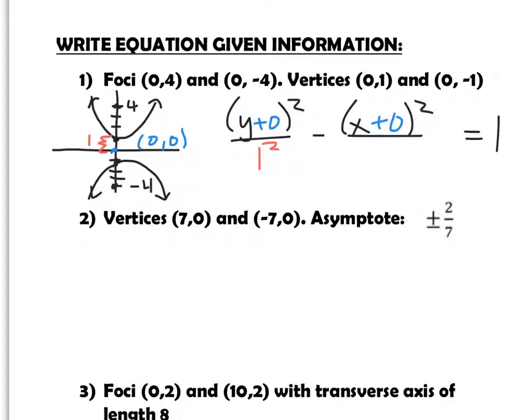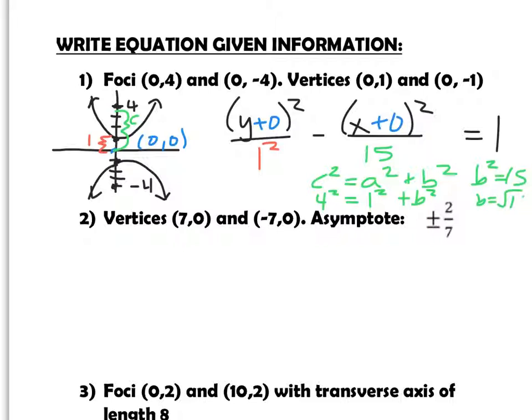So underneath y is going to be 1 squared. And then I'm going to use this distance of 4 from the center is my c. So for my hyperbolas, I have c squared equals a squared plus b squared. So c squared would be 4 squared equals a squared is 1. So I get b squared equals 15. And that's what's going to go in my denominator. Remember, in the denominator it's being squared, so if b is the square root of 15, when I square it, it just goes back to being regular 15.